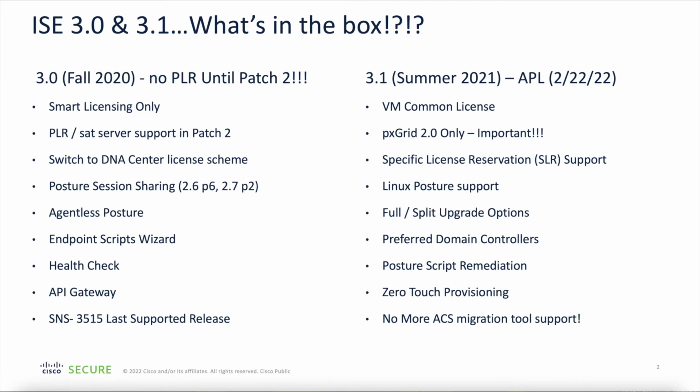Another important note here is PX Grid 2.0 only now on ISE boxes. Where does this come into play is integration. So for instance, if you have Firepower Management Center integrated with ISE or StealthWatch, you just have to make sure those products are running 2.0. For instance, Firepower Management Center upgraded to PX Grid 2.0 on version 6.6. So if you want that integration to work after you upgrade to 3.1, you need to make sure those products are running PX Grid 2.0.